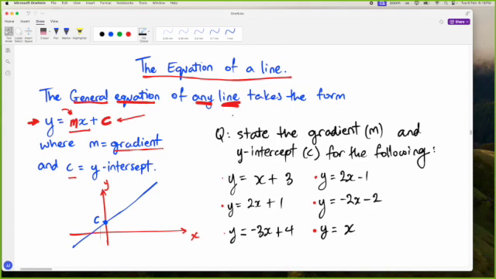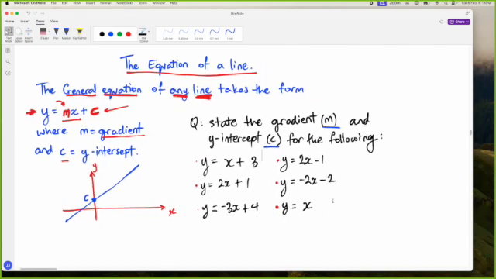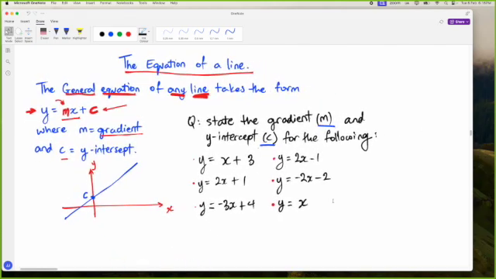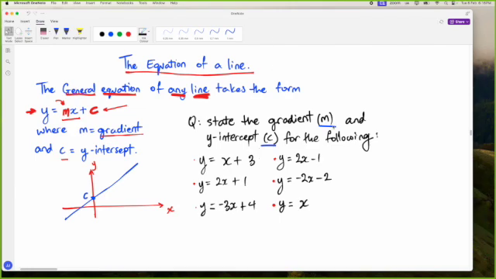So we will see that just now, but check this out. These are the lines that we were doing here. Now it's time for me to call some names, right? State the gradient M and the y-intercept C for all of these lines. So for each one of these lines, I want to know what the gradient M is, and I want to know what the y-intercept C is.